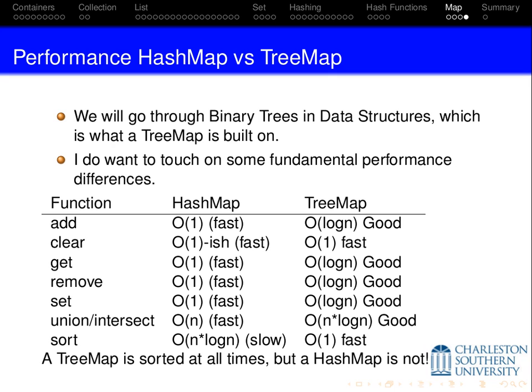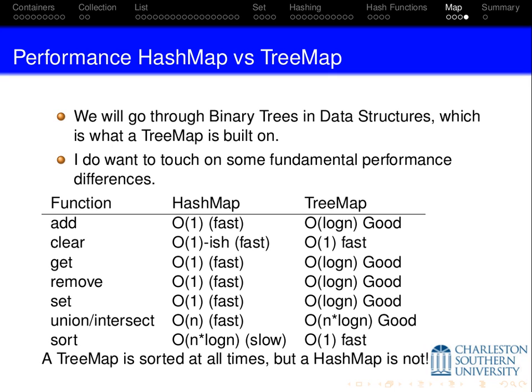So adding is O(1). If you recall, with adding, you just have to make the hash, jump to the entry in your array, and then add it to the linked list. Those are all O(1) operations. So adding to a hash map is actually really fast. The tree map is a little slower, but still really fast because it just has to iterate down the tree, which takes log n steps to find it.